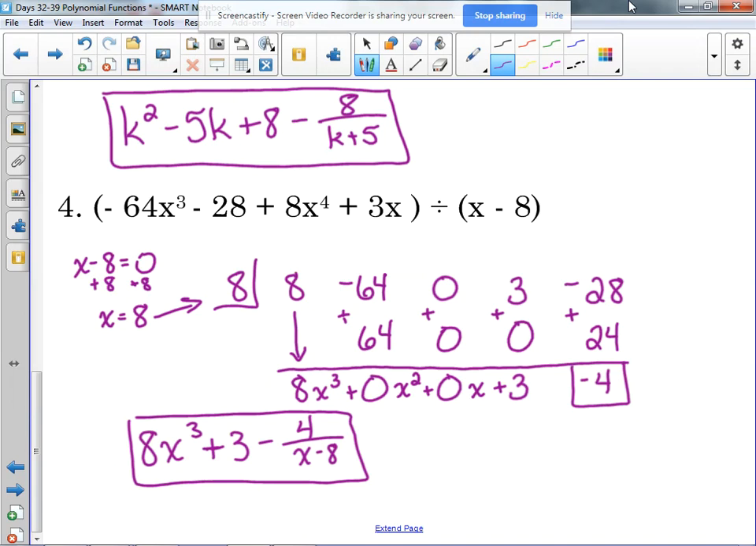Any questions? If you leave that 0 out of the original setup, it's going to throw everything else off, and your answer is not going to be correct. So you've got to look out for if there are powers that are missing, and you got to put a placeholder there in its place.